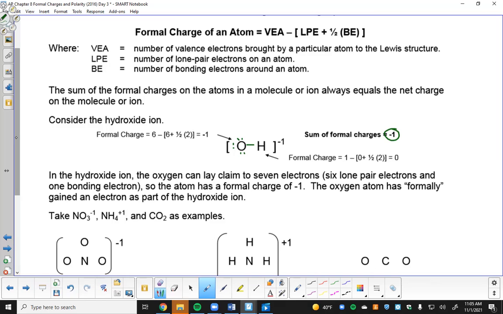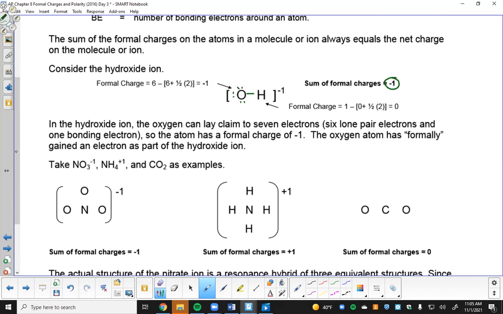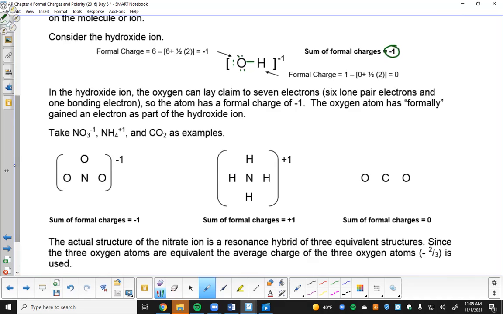What that's essentially telling us is that in the hydroxide ion, the negative charge is going to be associated with the oxygen, where it should be. It's more electronegative. That's formalizing it, I guess. But that's one way of using some of that information. Ultimately, that's not the main thing we're doing with it, though. In the hydroxide ion, the oxygen can lay claim to 7 electrons, 6 lone pair electrons and 1 bonding electron. So the atom of oxygen has a formal charge of -1. The oxygen has formally gained an electron as part of the hydroxide ion.